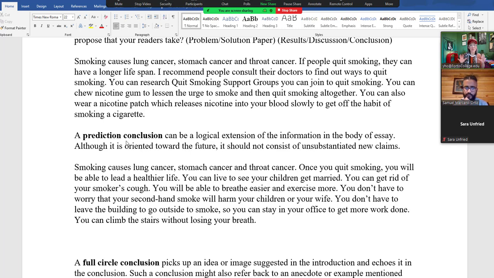A lot of students have so much trouble. Simply replace you and your with the reader. Once the reader quits smoking, the reader will be able to lead a healthier life. The reader can live to see their children get married. Okay, so that's another trick.